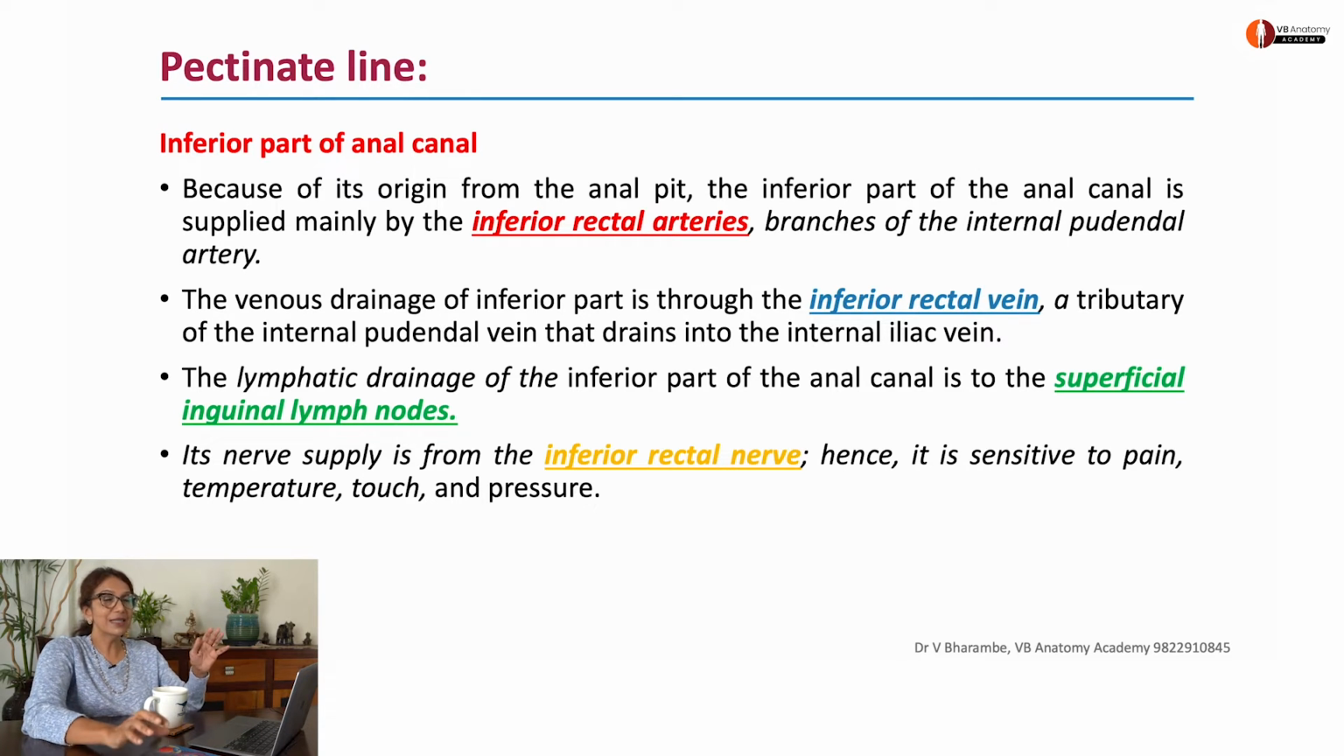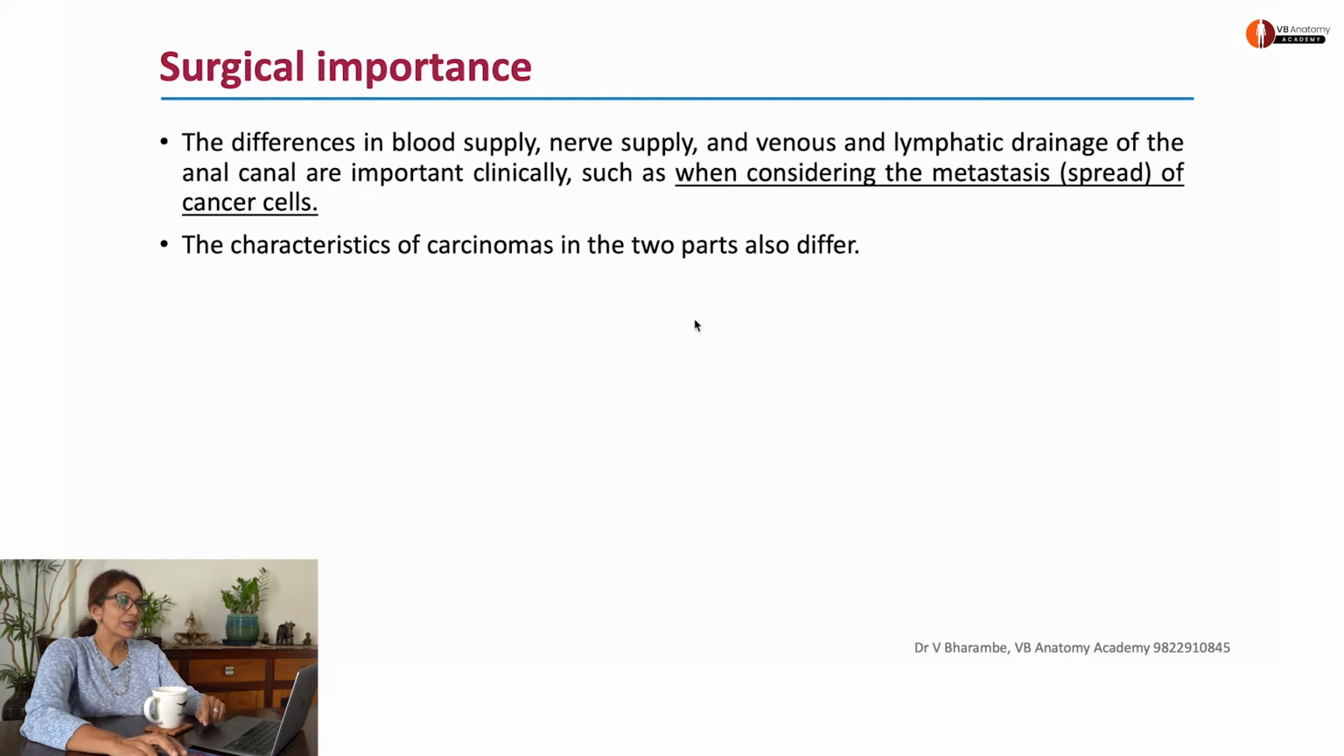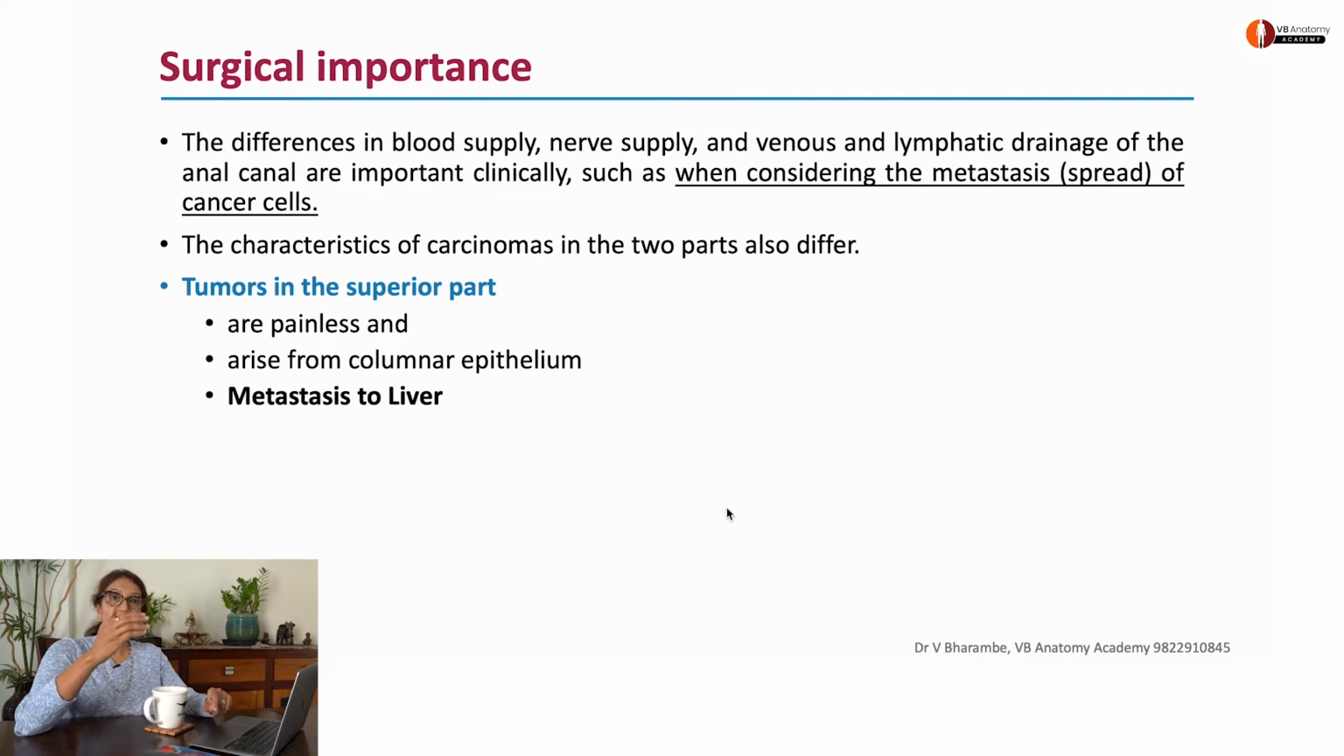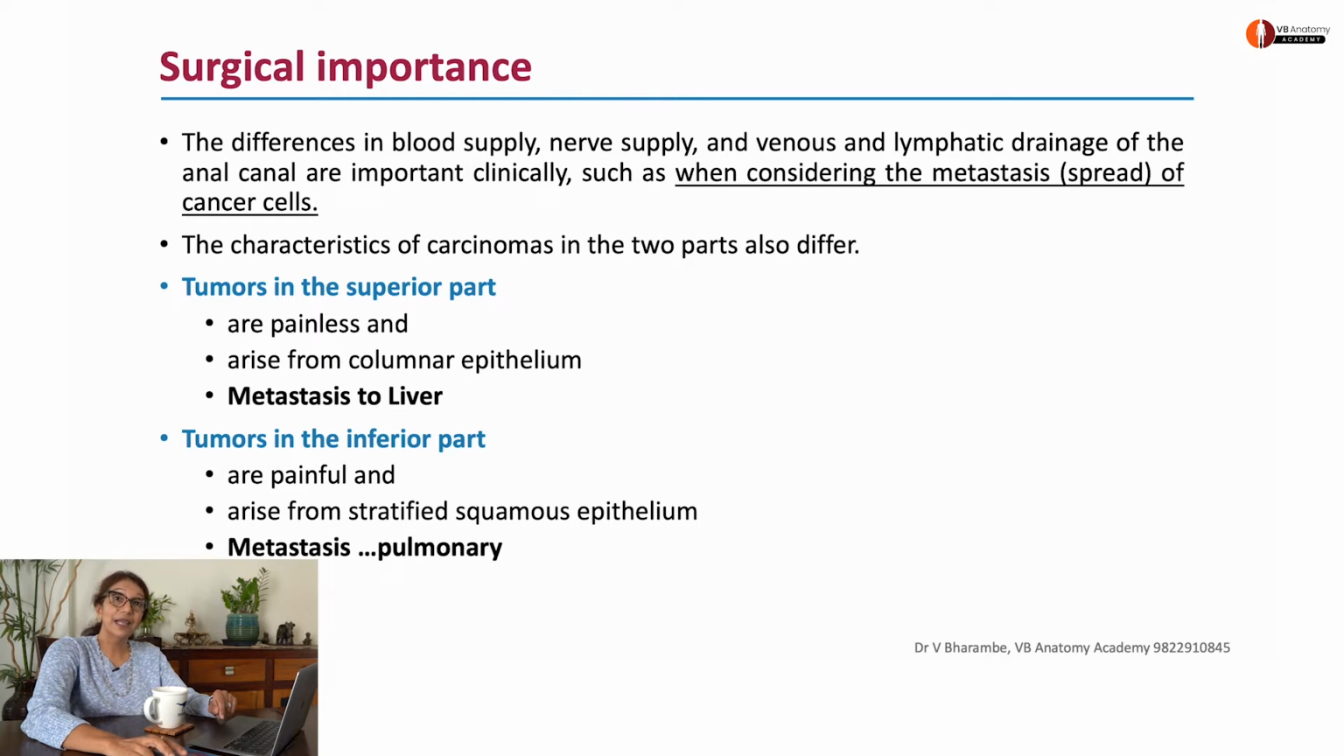Okay, so this is how you bring your knowledge of anatomy and development into your clinical practice, by understanding these relevant points based on their development. The surgical importance also exists because tumors which come from above the pectinate line will finally lead to metastasis to the liver. The tumors that appear below the pectinate line finally metastasize to the lungs.